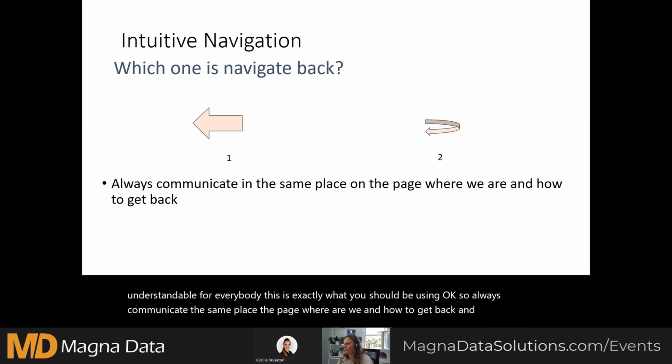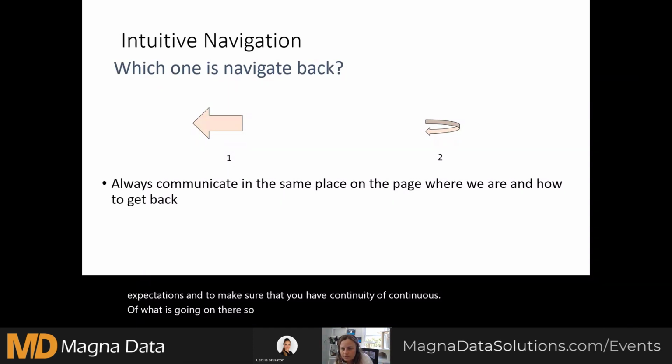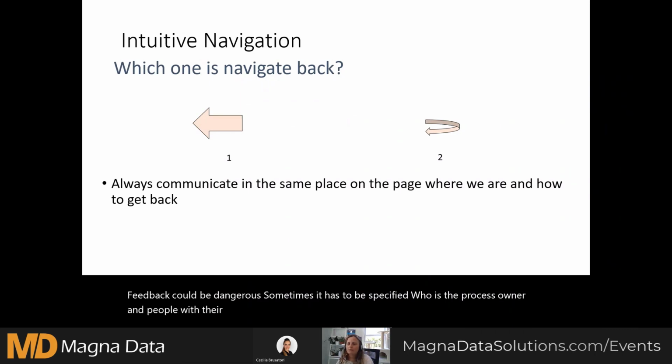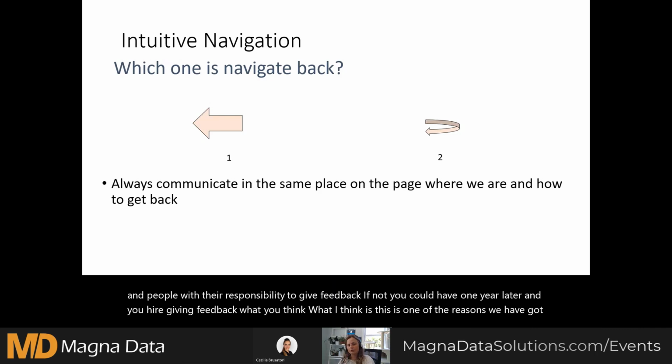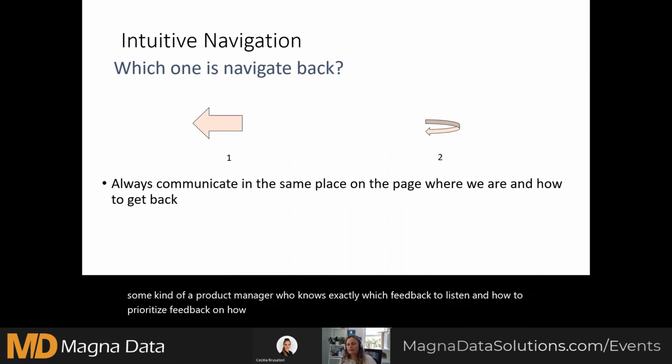And this sets expectations and makes sure that you have continuity of what is going on there. So Mike is agreeing with Fernando. What did Fernando say? Feedback could be dangerous sometimes. It has to be specified who is the process owner and which people have the responsibility to give feedback. If not, you could have a new hire giving feedback one year later. What do you think? What I think is this is one of the reasons we have some kind of product manager who knows exactly which feedback to listen to, and how to prioritize and act on the feedback.